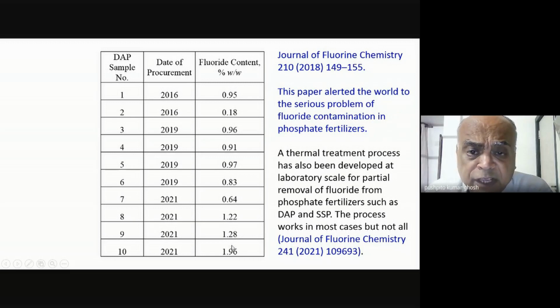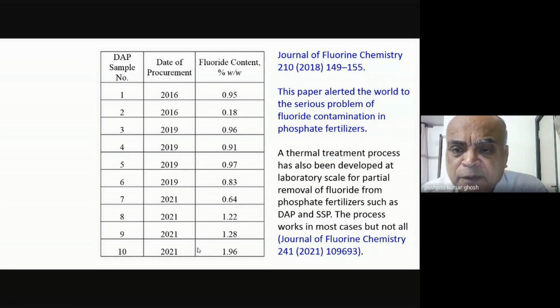What you can see is that barring one or two exceptions, most of them have fluoride close to about 1% by weight. There is one that we found now which is almost 2% by weight. I mean, it's just unbelievable. And this stuff, once it goes into the field, there's no way to take out the fluoride after you have applied it, right? I mean, how will you remove it?